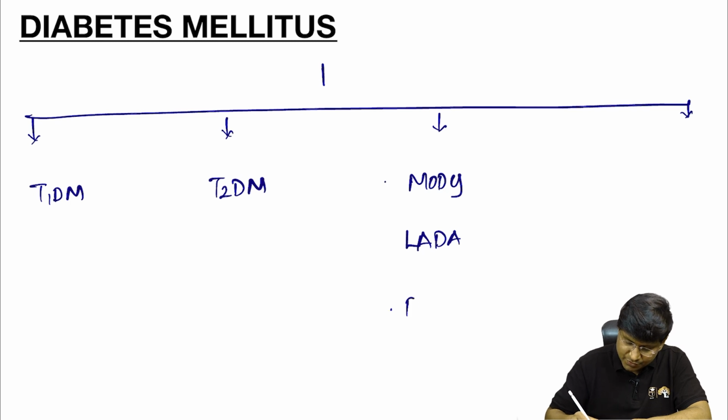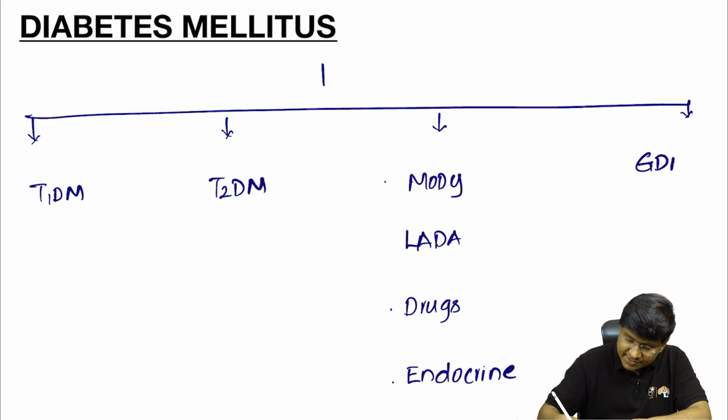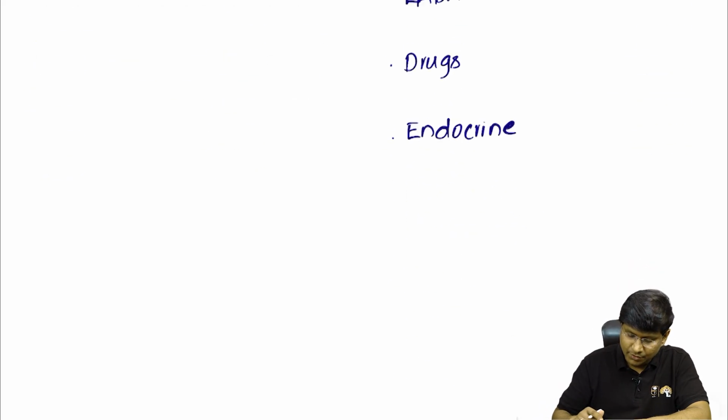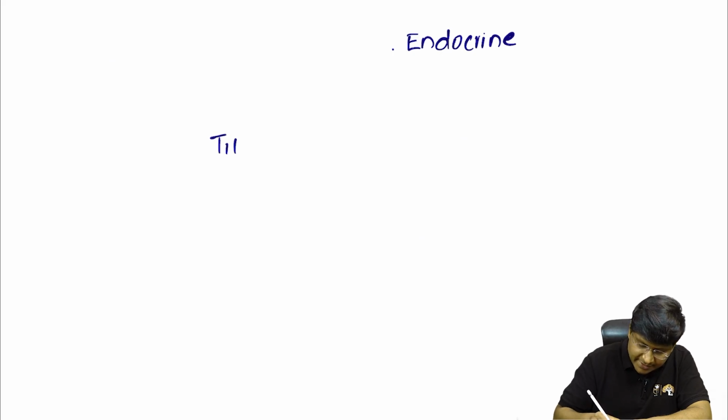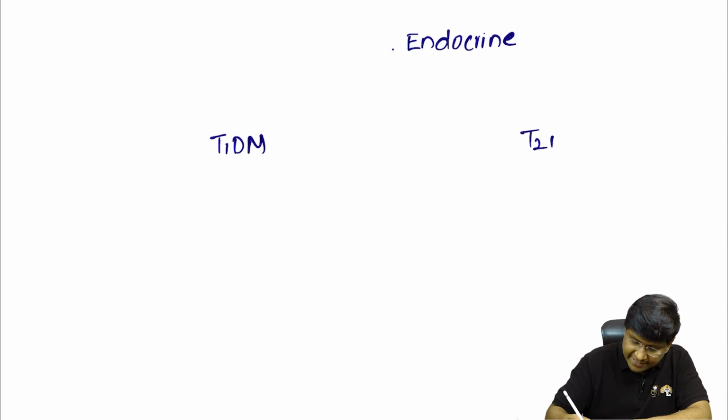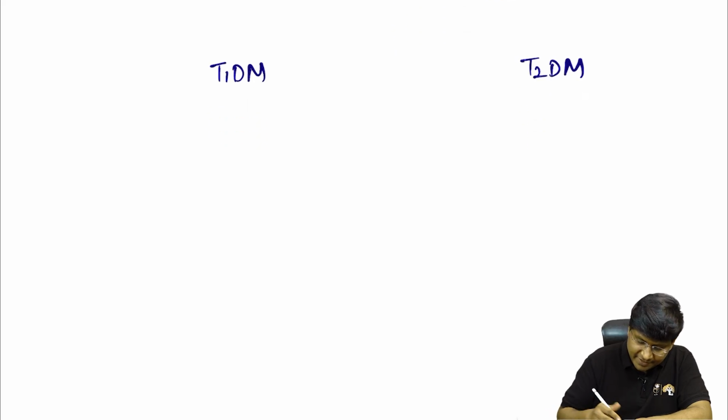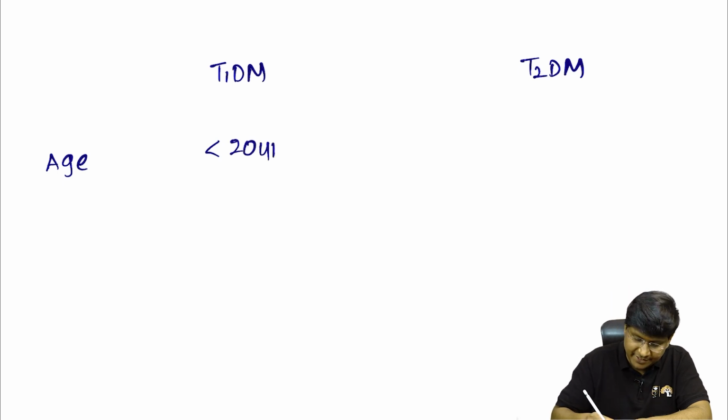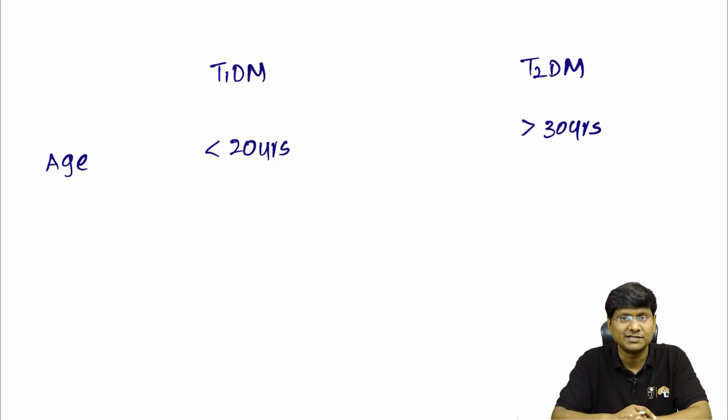Then we also have some drugs which cause hyperglycemia, and we also have endocrine disorders which cause hyperglycemia, right? Then we have GDM, that is gestational diabetes mellitus. Now, if you take the differences between type 1 and type 2 diabetes mellitus, in type 1 the age of presentation is less than 20 years, whereas in type 2 diabetes mellitus, the age of presentation is more than 30 years.